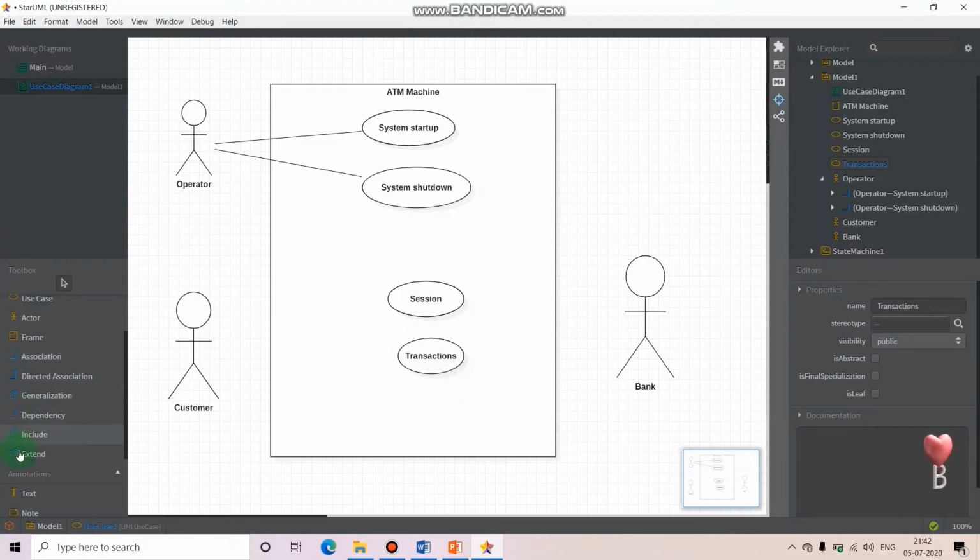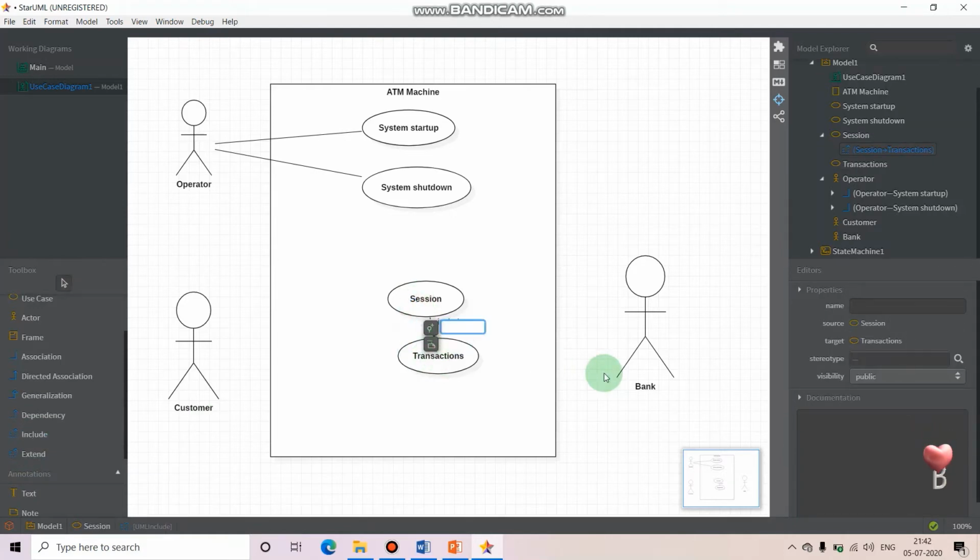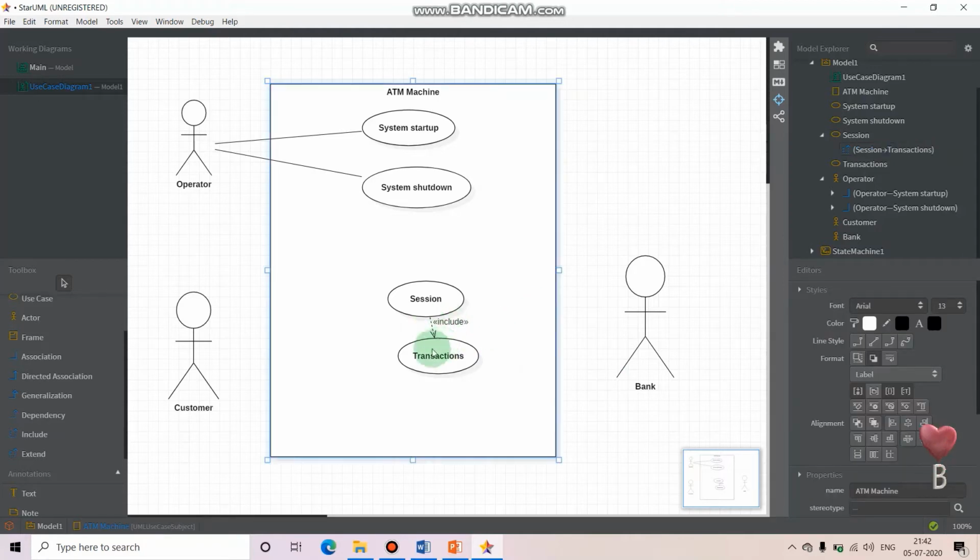Now the session includes various transactions. I'll write here include only, or don't write anything, it will automatically show. And if you want to write something, such as that in a session we can perform various transactions, etc., you can write. Why hasn't it taken this include word? Because I have used the greater than and less than symbols. It is not taking special character symbols in this text box in this note.